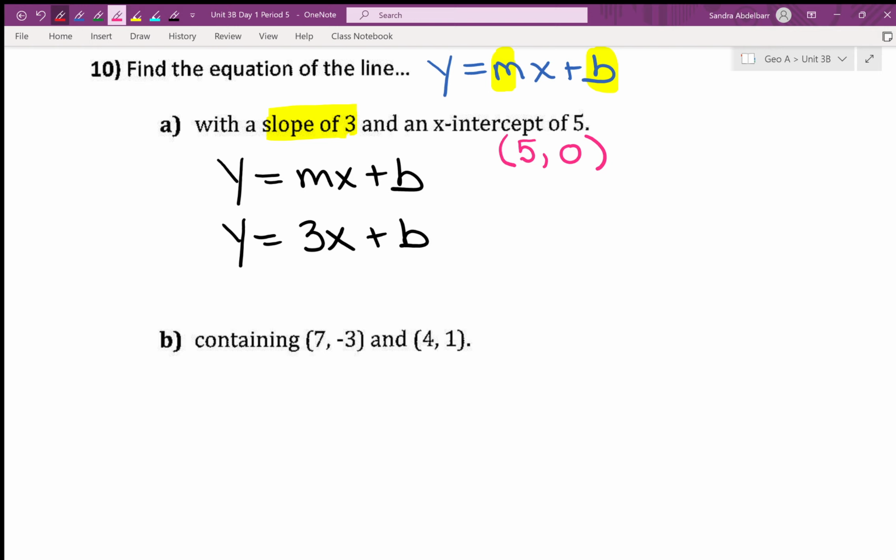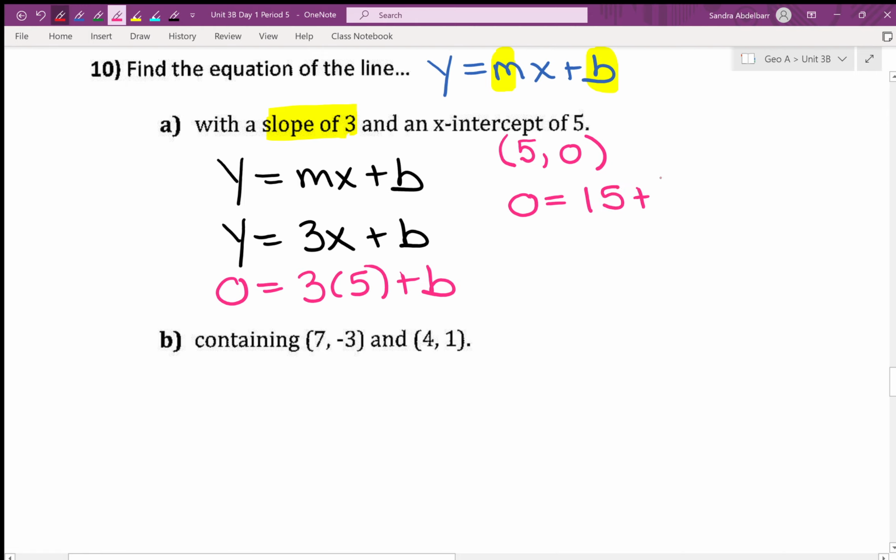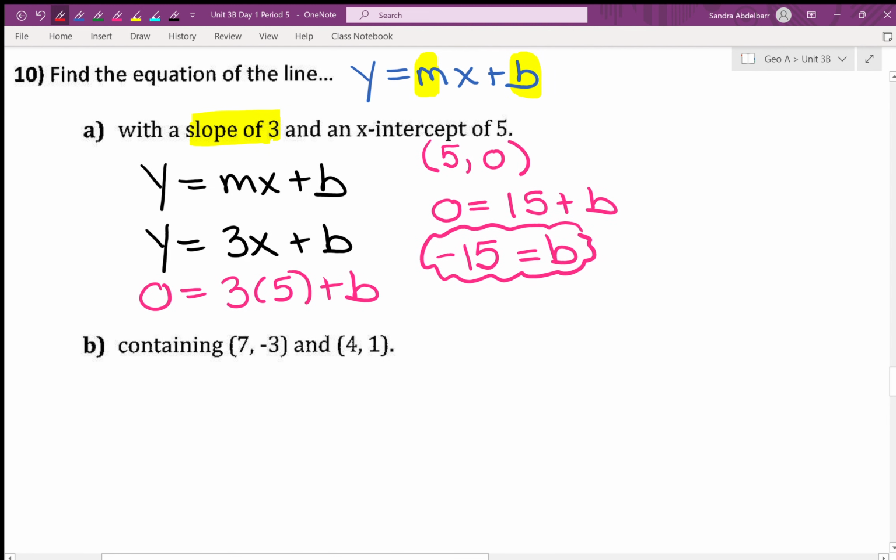So we are going to say 0 equals 3 times 5 plus b. So 0 equals 15 plus b. So what does b equal? Negative 15. Do I have an m? Do I have a b? Yes, now I have the equation of our line. The equation of our line is y equals 3x minus 15.